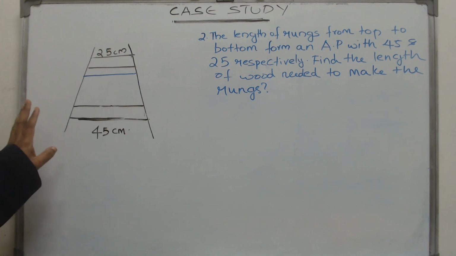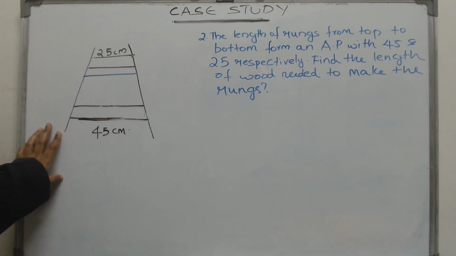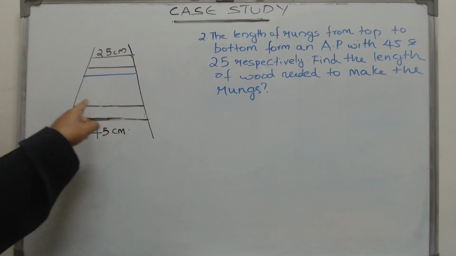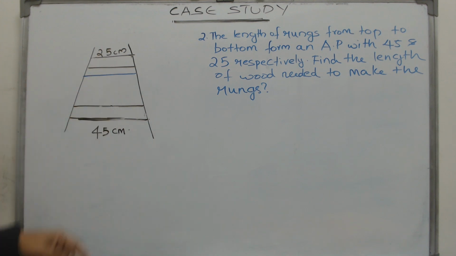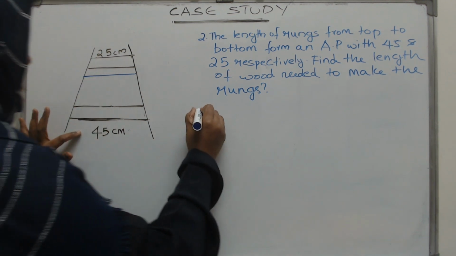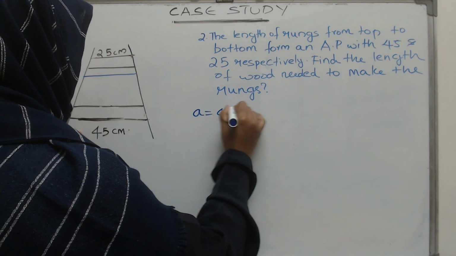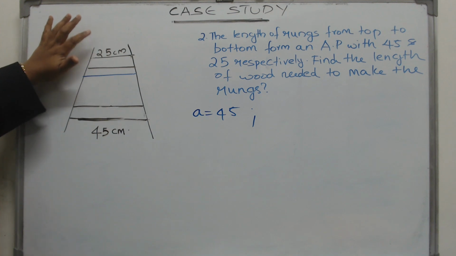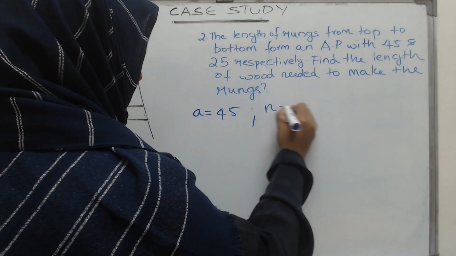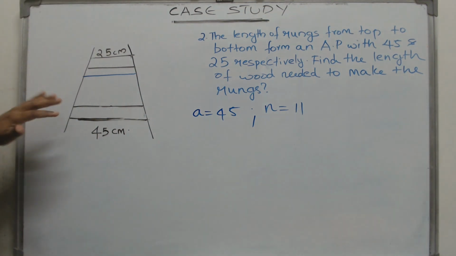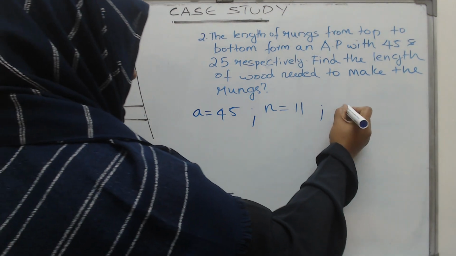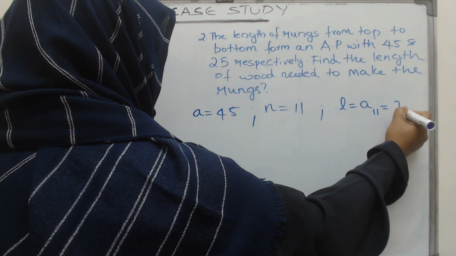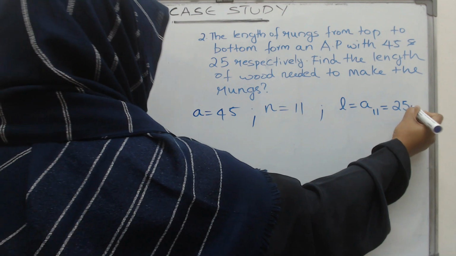As I said, I have only written down the relevant information. What is the second question? Suppose the lengths of all of these rungs form an AP with the first term as 45 and the last term as 25. We know how many terms there are. We know n, right? n is 11. That's what we found out in the first question. And the last term, or in other words the 11th term, is 25 centimeters.